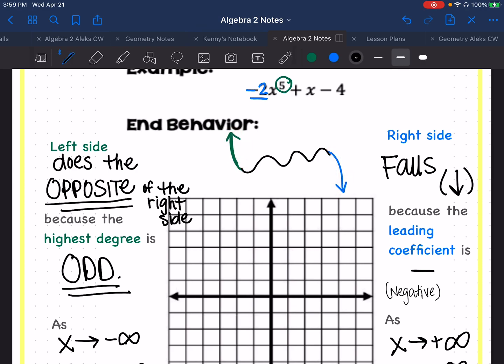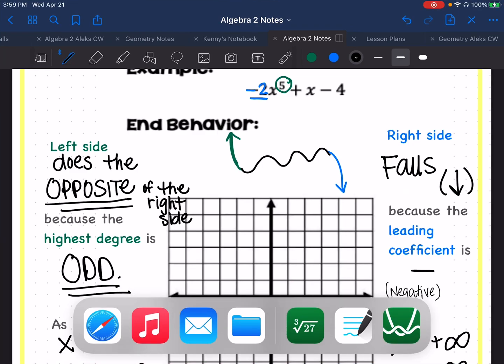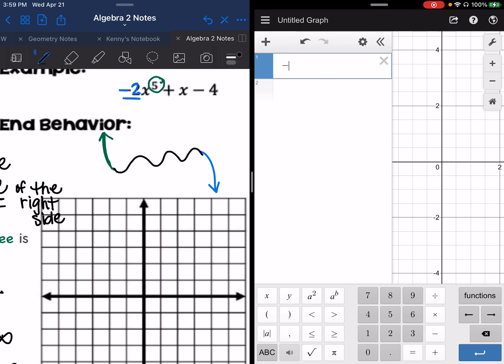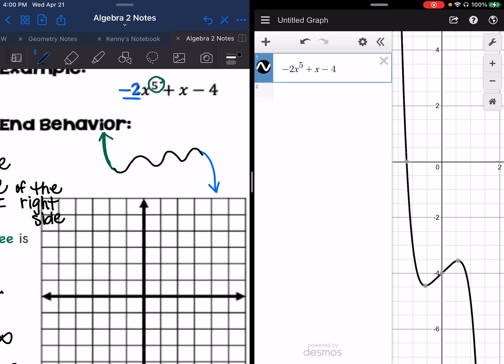Let me grab my pen so we can graph it. All right, negative 2x to the fifth plus x minus 4. We sure did. Look at that. It looks almost exactly like it, at least on the ends. Now I got too many minimums and maximums in there. I got too many hills in there, too many bumps, but that's okay.